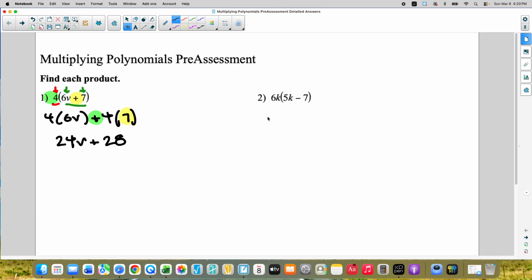We are distributing a 6k into 5k plus 6k times negative 7. So here's where we see that important. That negative is attached to the 7. That negative will be with the 7, not the 6k. Some students write negative 6k. That's wrong. We're distributing out a positive 6k. So 6k times 5k is 30k squared. 6 times 5 is 30. k times k is k squared, minus 42k.